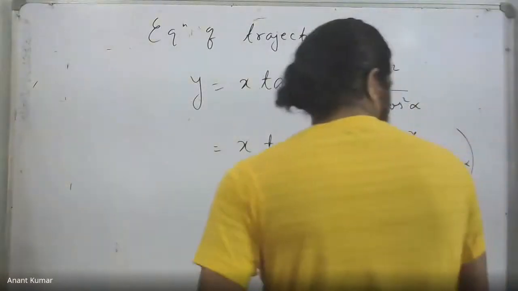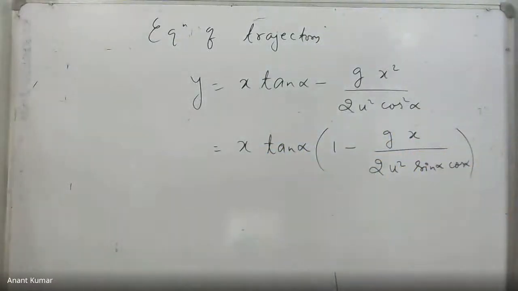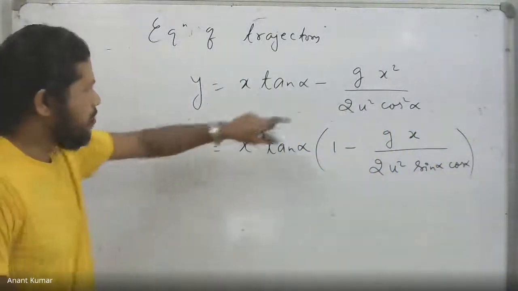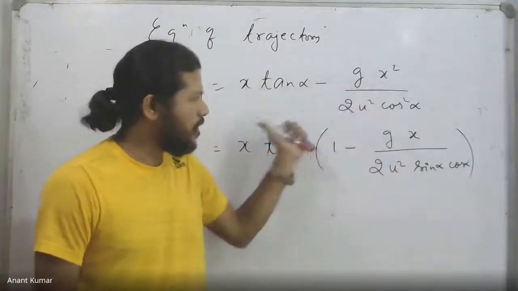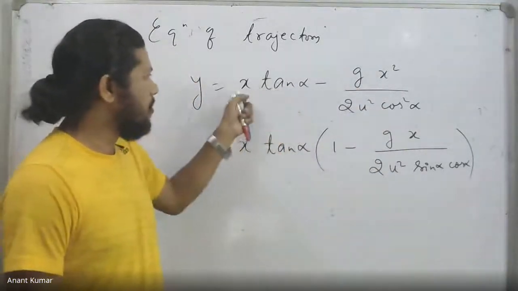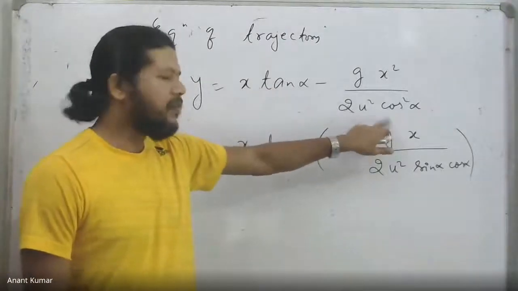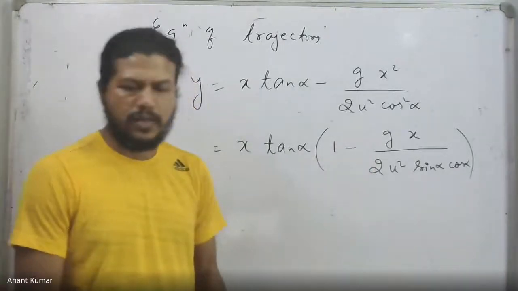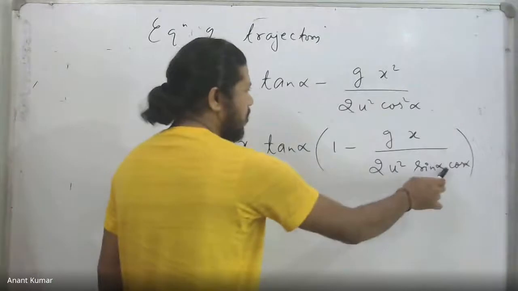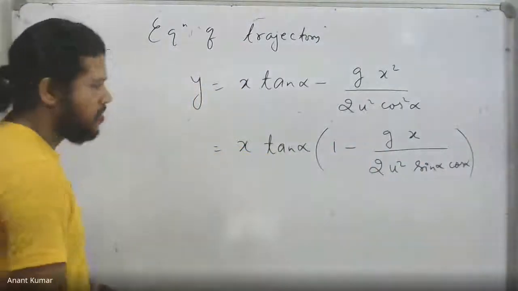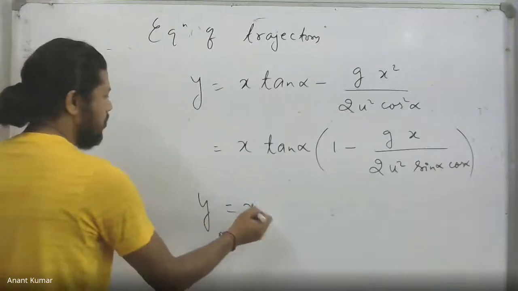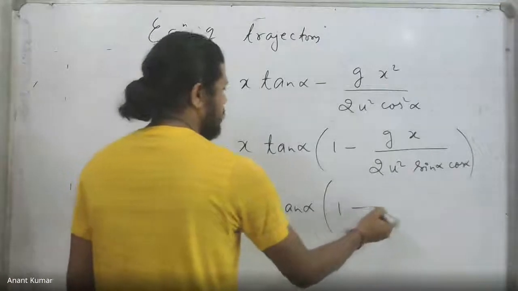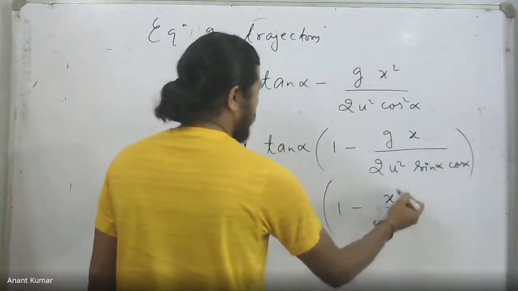For instance, if I consider pulling out x tan alpha common, what is left over here is that one of the x is gone. I pulled it out as common, and tan alpha we have taken out common, so I must divide with tan alpha in this case. But tan alpha is sine by cos, so one of the cos gets cancelled out. I end up getting gx by twice u square sine alpha cos alpha. But then 2u square sine alpha cos alpha by g is the range. This can therefore be written down as y equal to x tan alpha, that will be just easier to remember, that's all, 1 minus x upon the range. That way you could write it down.